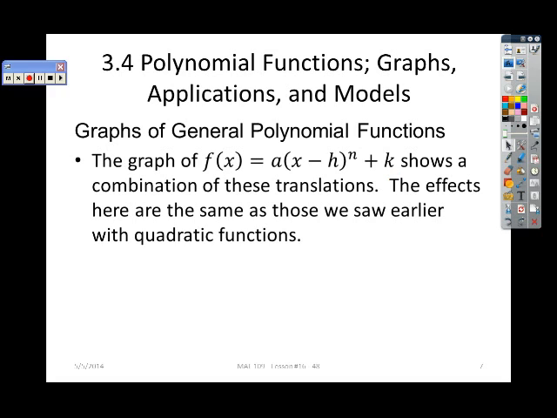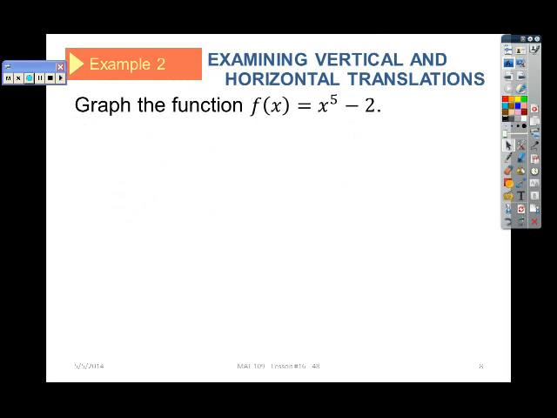So we can actually start from an x cubed, and we could get an idea what 10 times (x minus 3) to the 15th power plus 5 looks like by doing a combination of those transformations. For instance, x to the 5th minus 2. Our basic shape is x to the 5th, which we saw is an odd function. It's going to have that S shape, but it's going to be flatter near the origin. The minus 2 outside the function is going to move it down by 2 units.